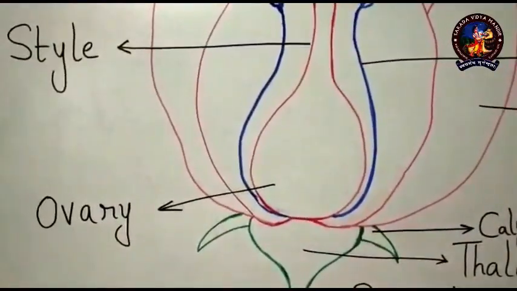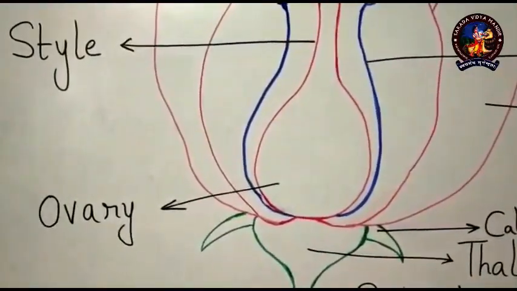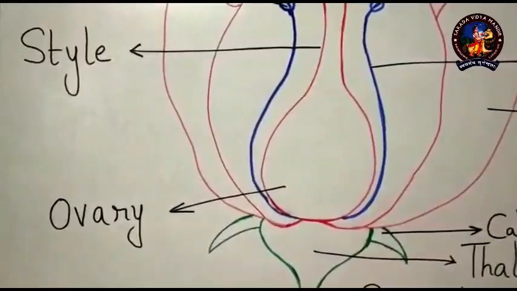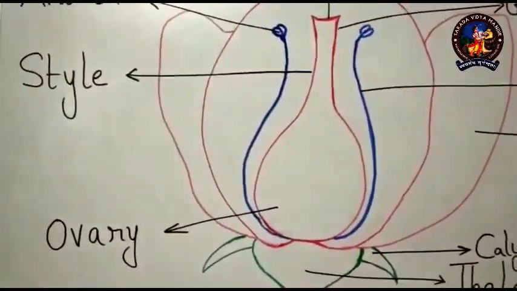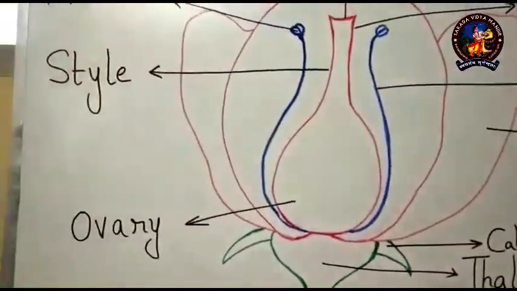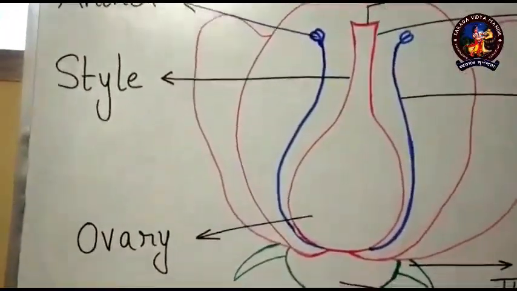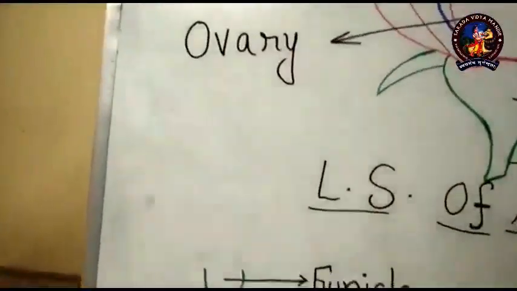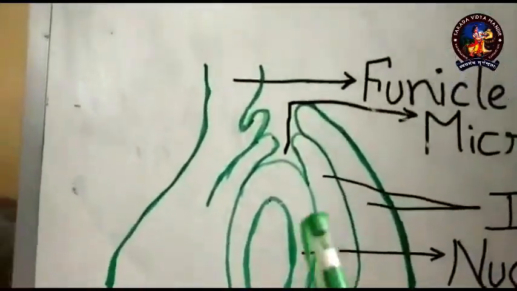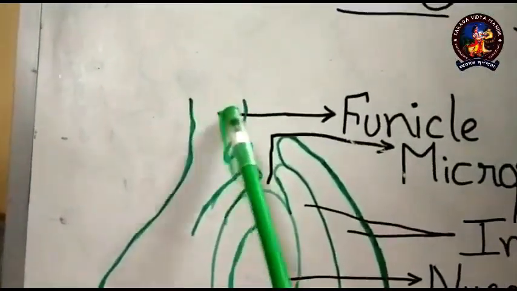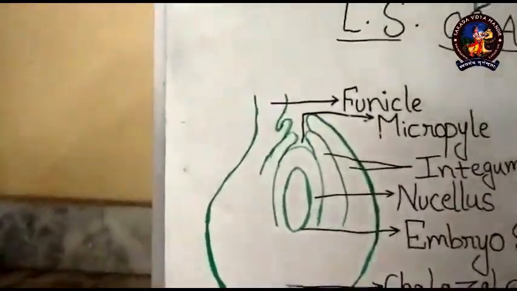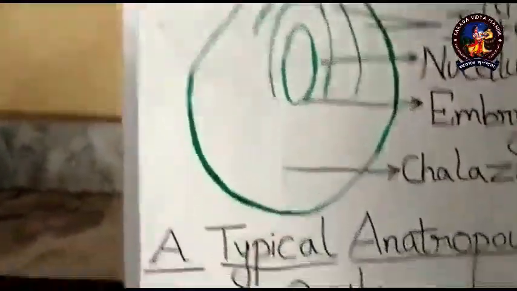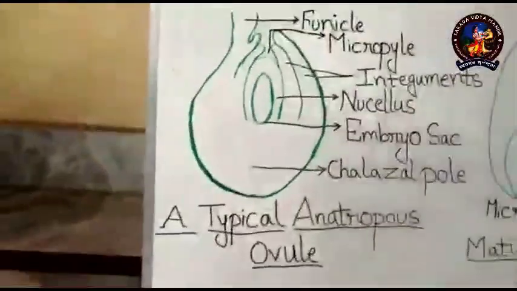You have read about placentation in class 11, so I'm not going into that. Now the ovule is connected to the wall of the ovary by means of placenta through a stalk-like structure. This stalk-like structure is known as the funicle, and it is through the funicle that the Megasporangium is connected to the ovarian wall. And this is a typical anatropous ovule.